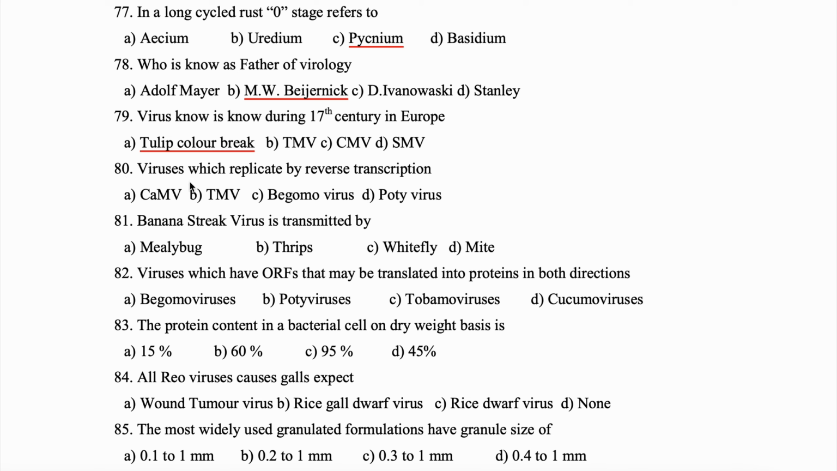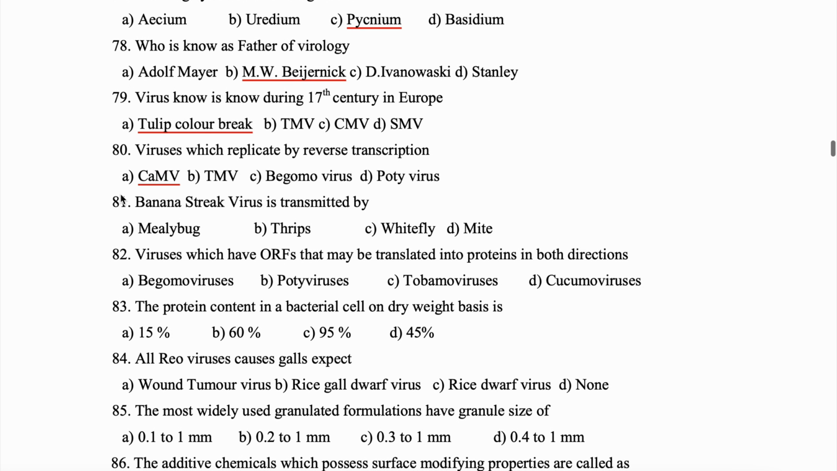Question 80. Viruses which replicate by reverse transcription. It is CaMV, cauliflower mosaic virus. Question 81. Banana streak virus is transmitted by mealybugs. 82. Viruses which have ORFs that may be translated into proteins in both directions.